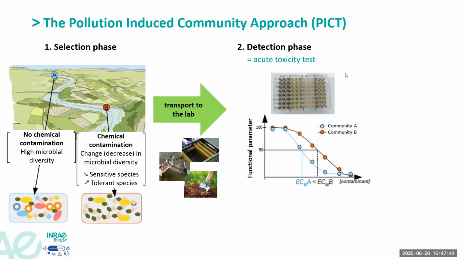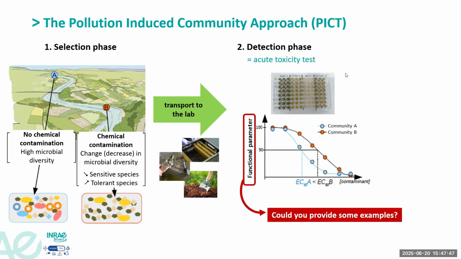One challenge is to select the functional parameters that can be used to perform this test. Could you provide me some examples of functional parameters that can be used for this kind of toxicity test? Any ideas? Of course, some of you have already performed toxicity tests. Maybe carbon and nitrogen respiration. Yeah, it's possible. Yeah, Louis. Photosynthesis. David. Yeah, it's the same. Other ideas?